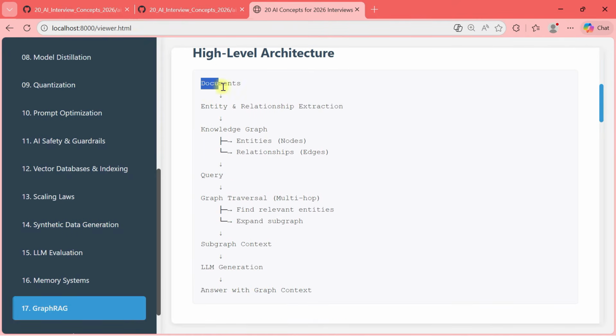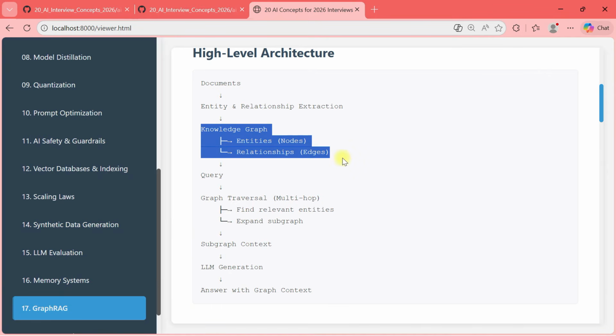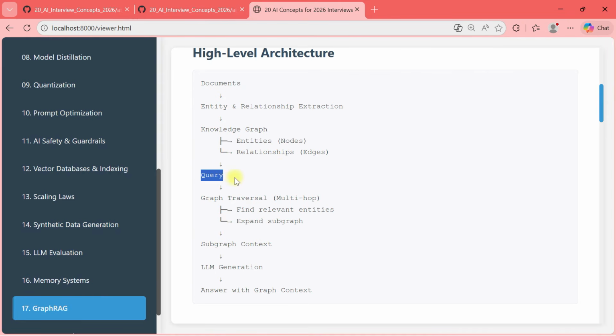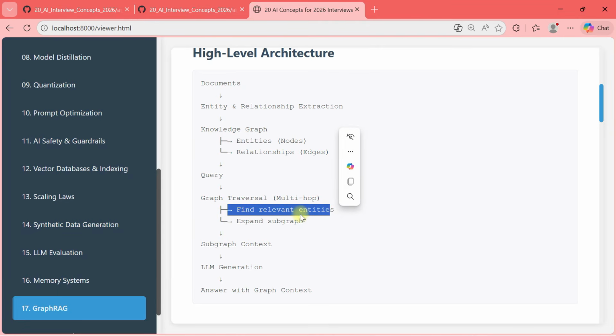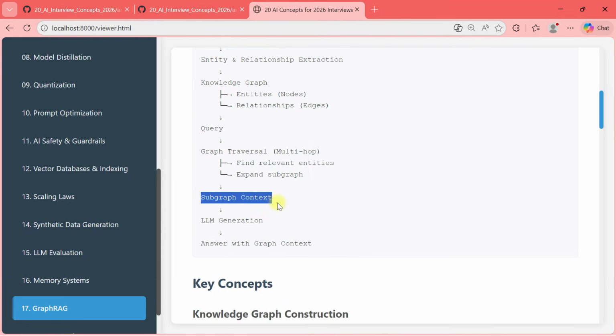See here, documents, and then from documents comes entity and relationship extraction. Entities are nodes, for example Aman in my case. Relationships are the edges, for example Aman works for ABC. And when you create that kind of graph, it is called a knowledge graph, okay. And then you fire the query and find relevant entities, and matching will happen from the nodes and the relationships. Then context will get generated and then LLM generation will happen, then the answer with graph context. So you can think of RAG in terms of graphs.